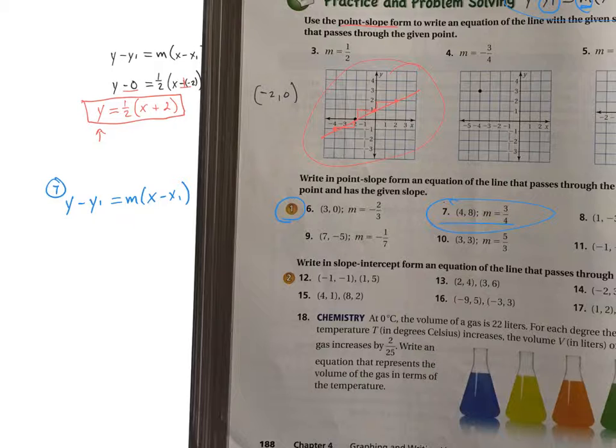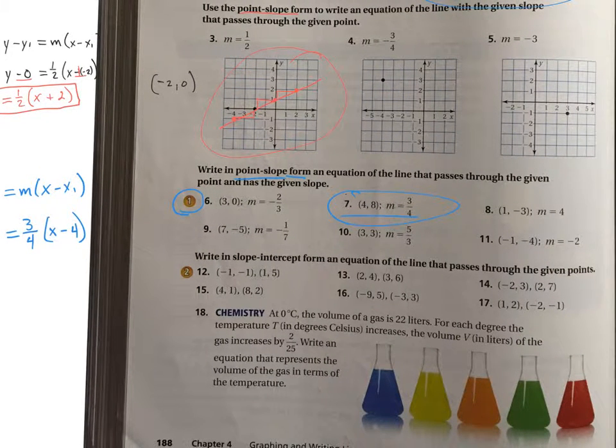Now I'm just going to substitute my information that I already have right over here. Right there, I've got y. That doesn't change. My y1 is minus 8 equals, my slope is 3 over 4. That's what it says. M equals 3 over 4. And it's not negative, it's just positive. And then I've got x minus my x1, which is 4. Now, it says write in point slope form an equation of the line that passes through the given point and has the given slope. That's pretty much all there is to that.